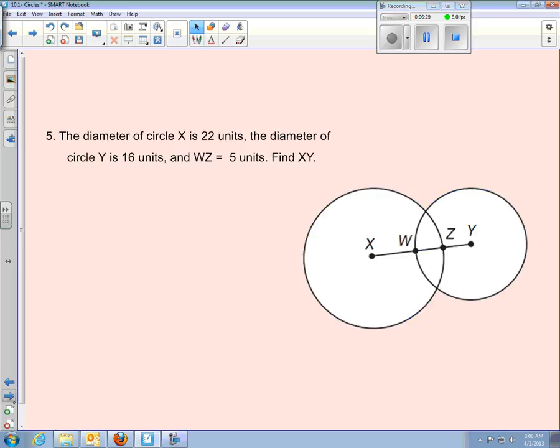All right, so our next problem is very similar. Go ahead and try that one on your own, and when you get there, you should be able to come up with an answer for that.